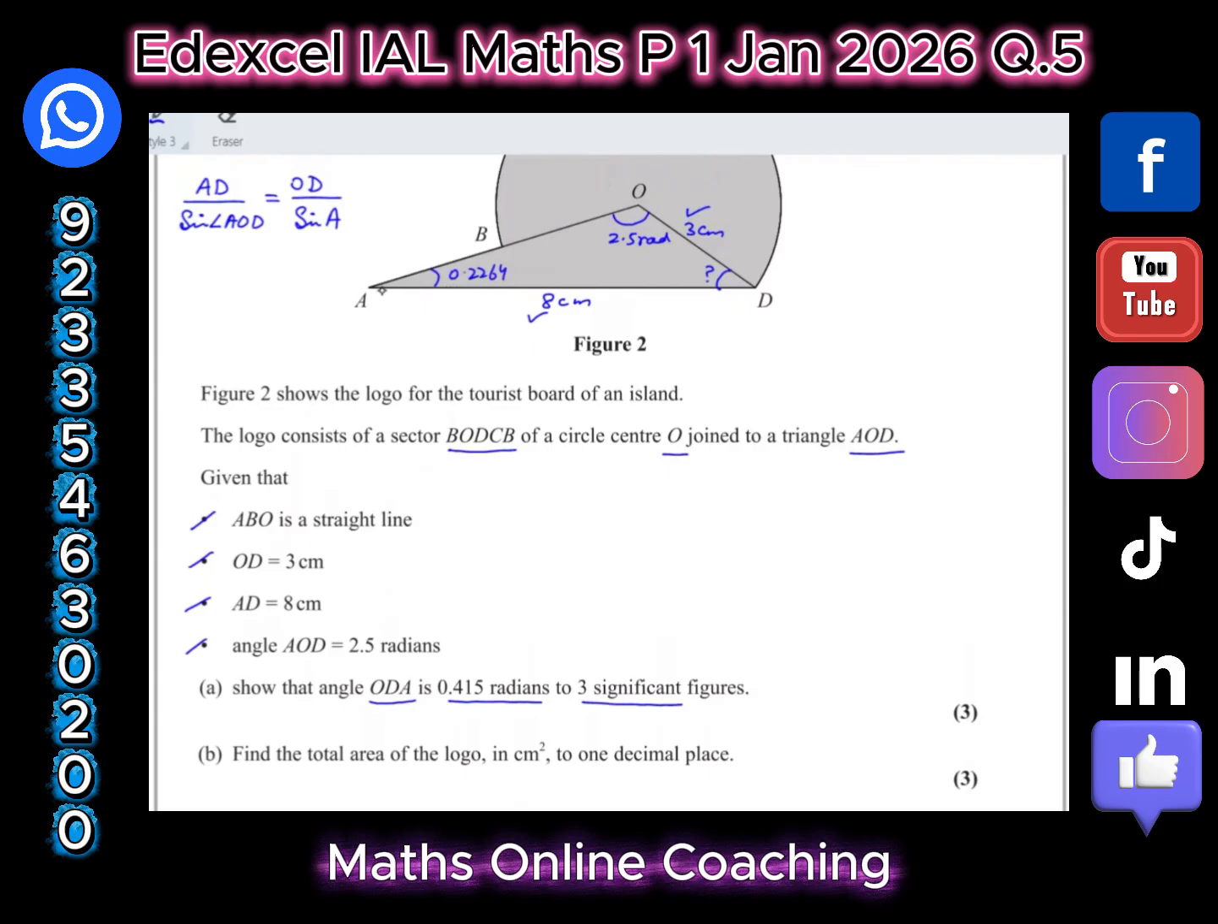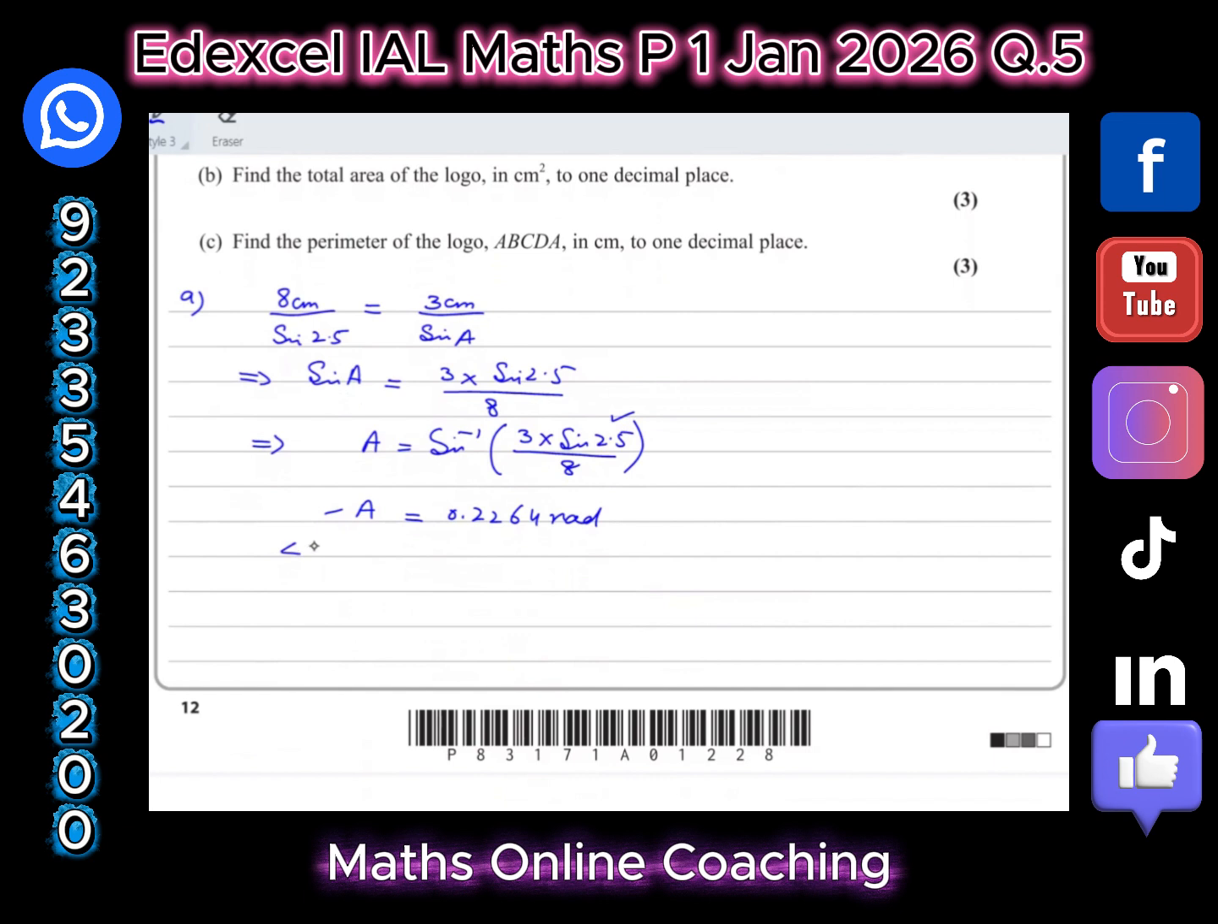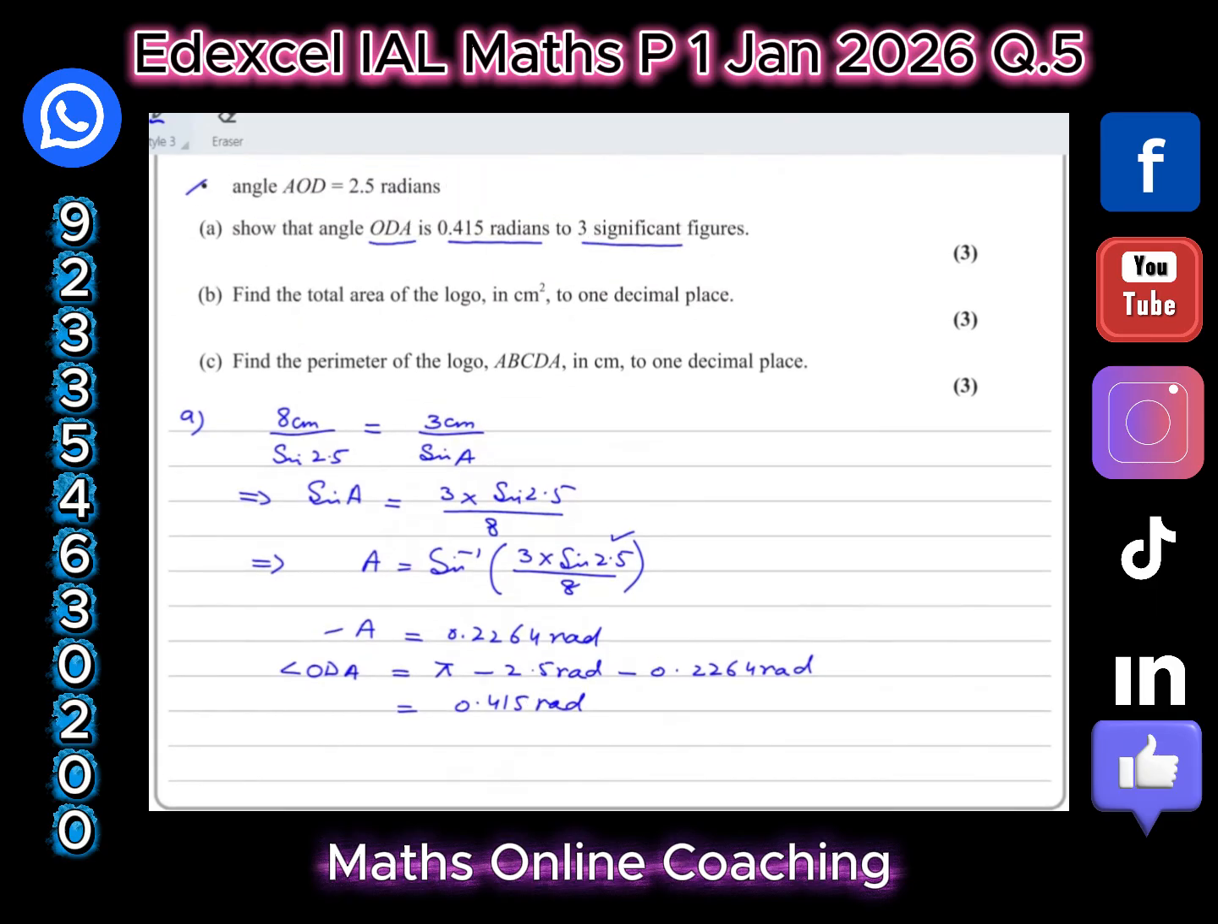We know that in a triangle, the sum of the 3 angles is equal to 180 degrees, and in radians it is equal to pi. So applying this property, we can calculate the angle ODA. Angle ODA is equal to pi minus 2.5 radians minus 0.2264 radians, and this is equal to 0.415 radians, which is the angle up to 3 significant figures. And this is the required angle in part A.